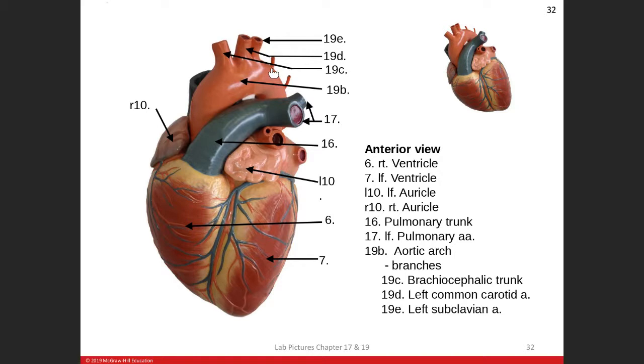Usually, I won't on the test put an artery on there if you can't tell where it's going to, because it's very hard to distinguish that from other ones.